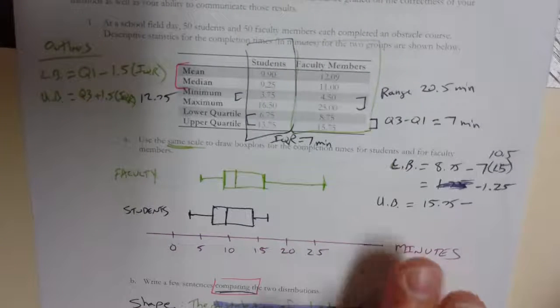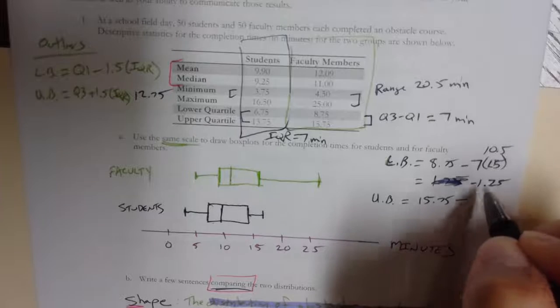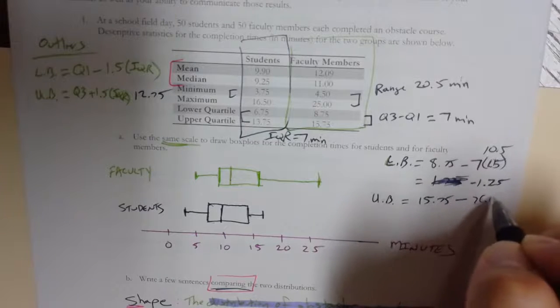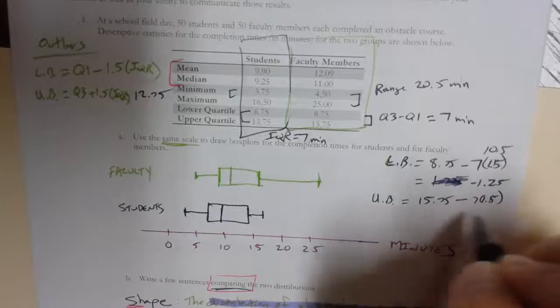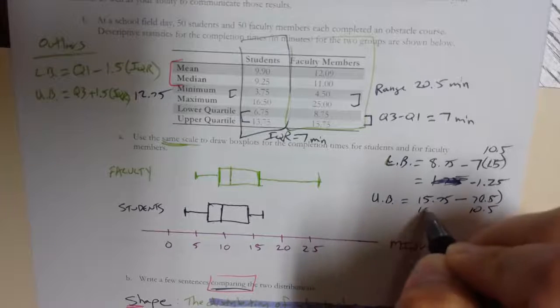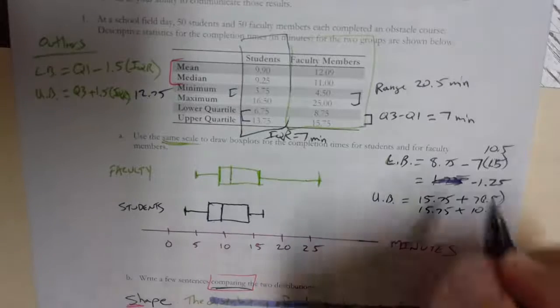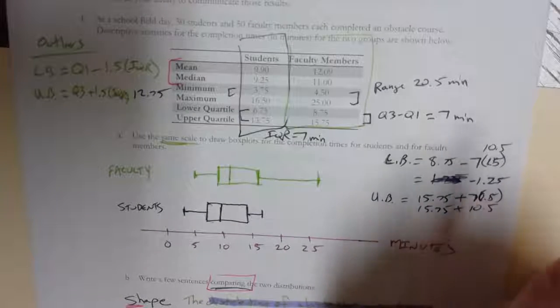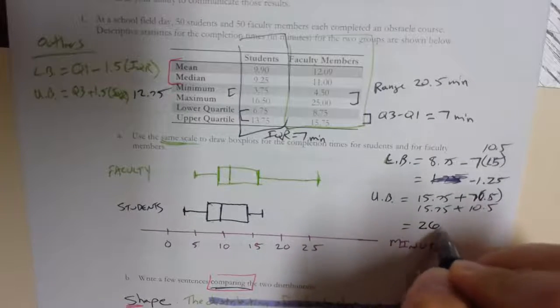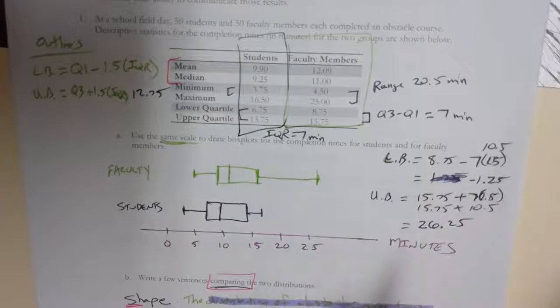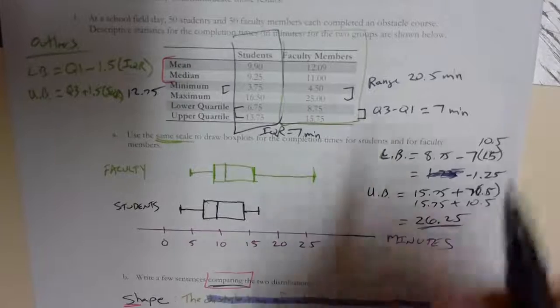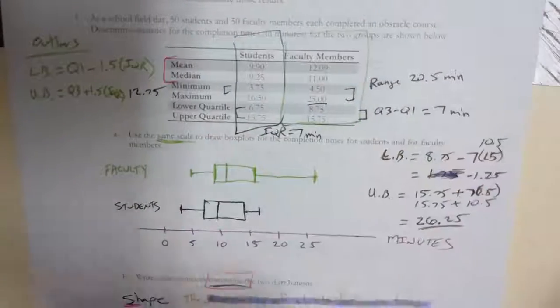And likewise for the upper bound, I forgot to multiply. So I have to take that 7 times 1.5, or 1.5 times 7, however I'm going to look at it. So that's 10.5, and 15.75 plus 10.5 is 26.25. So this one is the cutoff point for outliers. So it looks like it's close, but it's not an outlier.